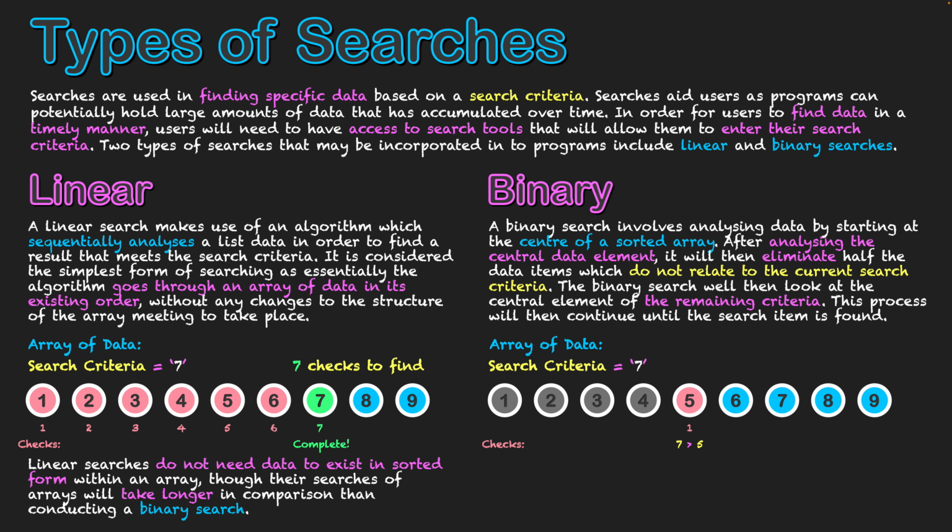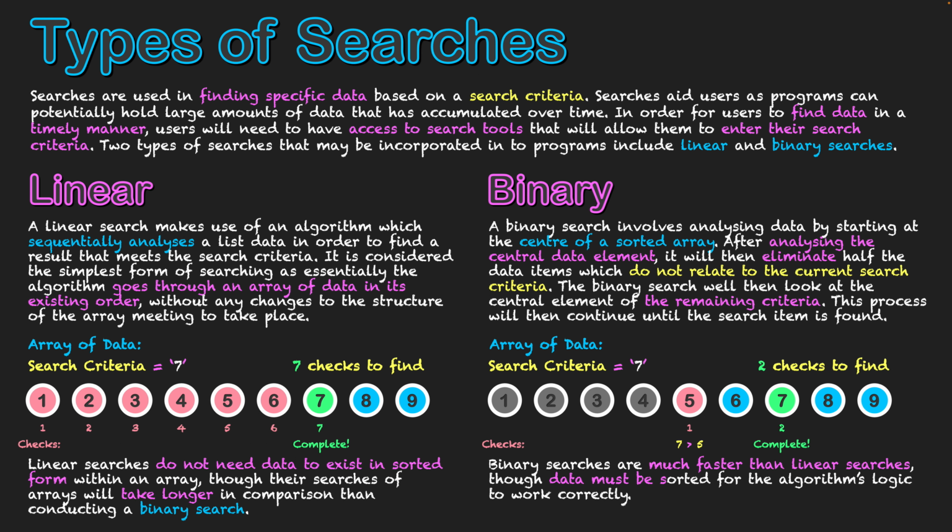It will then go to the next central point of my remaining items. We've got an even amount of numbers here, but that'll be 7.5. So it'll look at 7 next, which is the answer. So bang, that's it. It found my number after 2 checks. 2 checks to find. The search is now complete. It was much faster than the linear search. In comparison, binary searches are much faster than linear searches, though the data must be sorted for the algorithm's logic to work correctly.